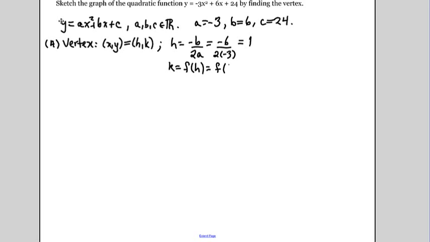Then k is found by substituting 1 into the original function. In other words, k equals f of h, which equals f of 1. After simplifying, we get k equals 27. Therefore, the vertex is the point 1, 27.